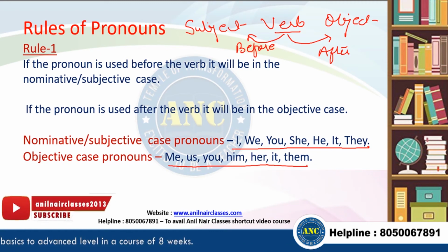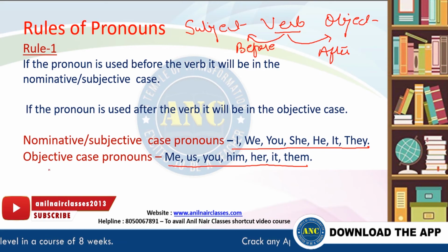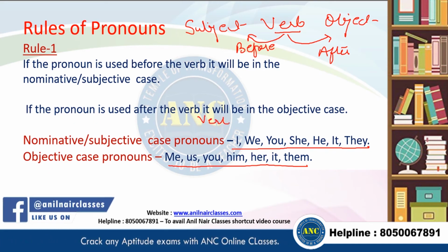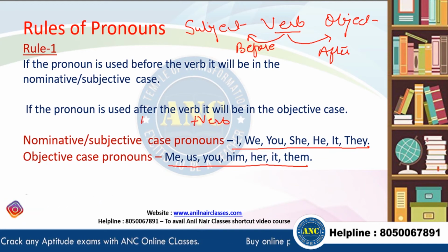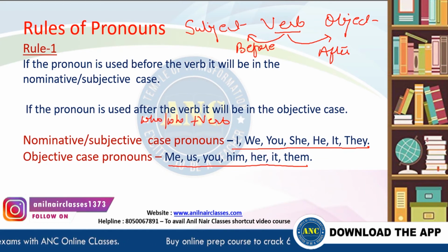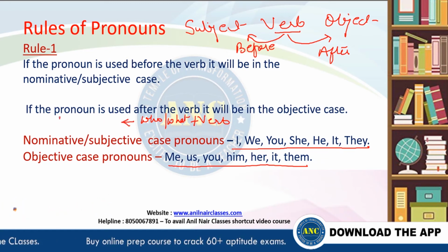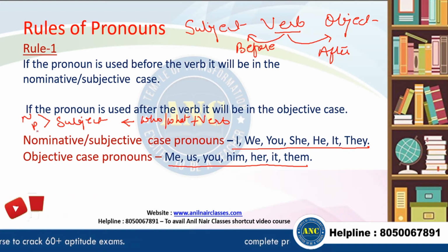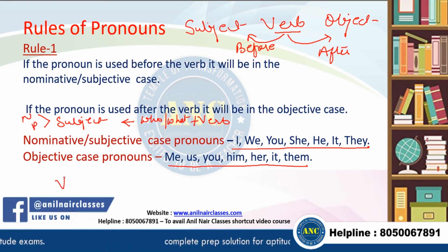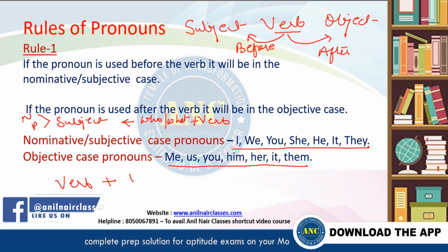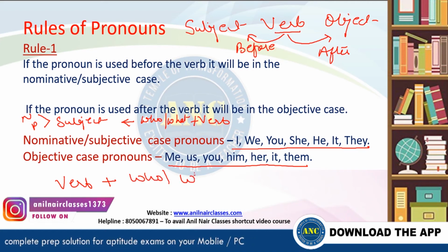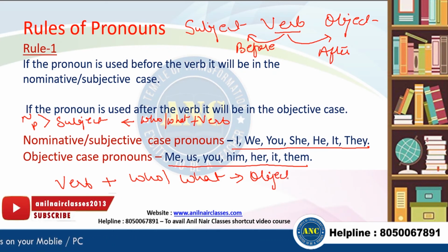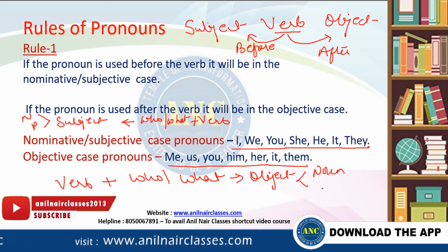Now, how to find the subject and the object. To find the subject, as I told you, you find the verb, right? Before the verb, you ask the question either who or what. You'll get a single word answer which is called the subject of the sentence, which will either be a noun or a pronoun. To find the object, first find the verb. After the verb, ask the question who or what. You will get the object, which will either be a noun or a pronoun.